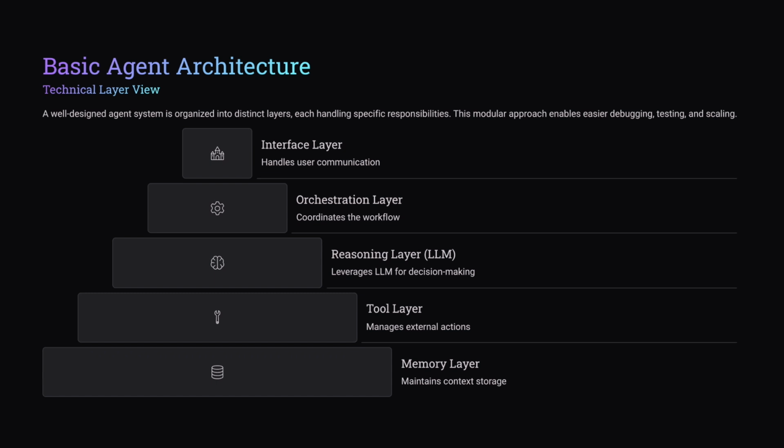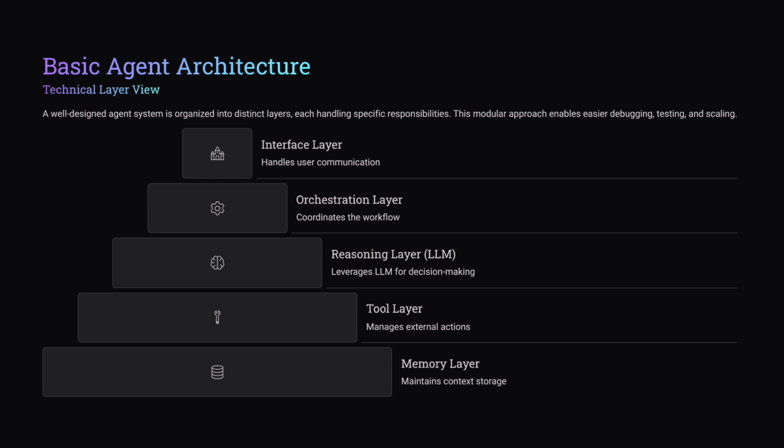The basic agent architecture is a layered system: interface layer, orchestration layer, reasoning layer, tool layer, memory layer. Modular design enables scalability and debugging. This layer view is how you build clean systems. Interface, user input and output. Orchestration, workflow coordination and routing.